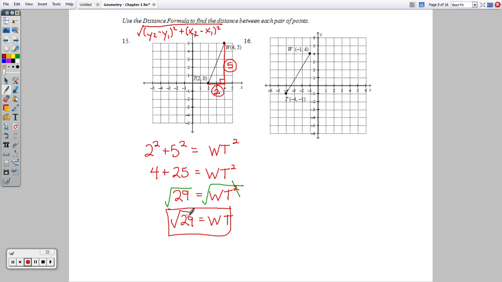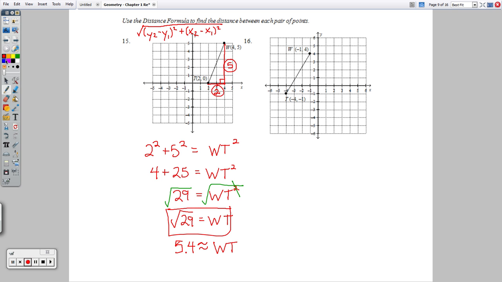That's already in simplified radical form. There's nothing we can pull out of that square root to make it any different. If you were to plug that into a calculator, you would get a little more than 5, almost 5.5. But leave it as an exact answer unless you're told otherwise. If you were to get a decimal, it would be about 5.4 for WT. But best to leave it as an exact answer unless you're told otherwise.